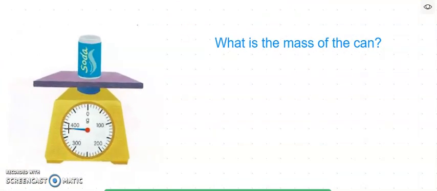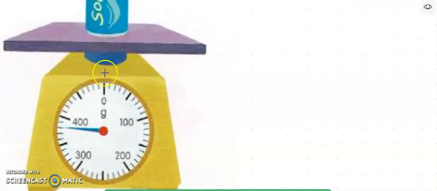Here, as you see, we have 0, right? And here we have 100. Okay, how many small intervals do you have between 0 and 100? Let's count them. 1, 2, 3, 4, 5, 6, 7, 8, 9, 10. So 10 small intervals here. Every single interval stands for, or represents, 10 grams.